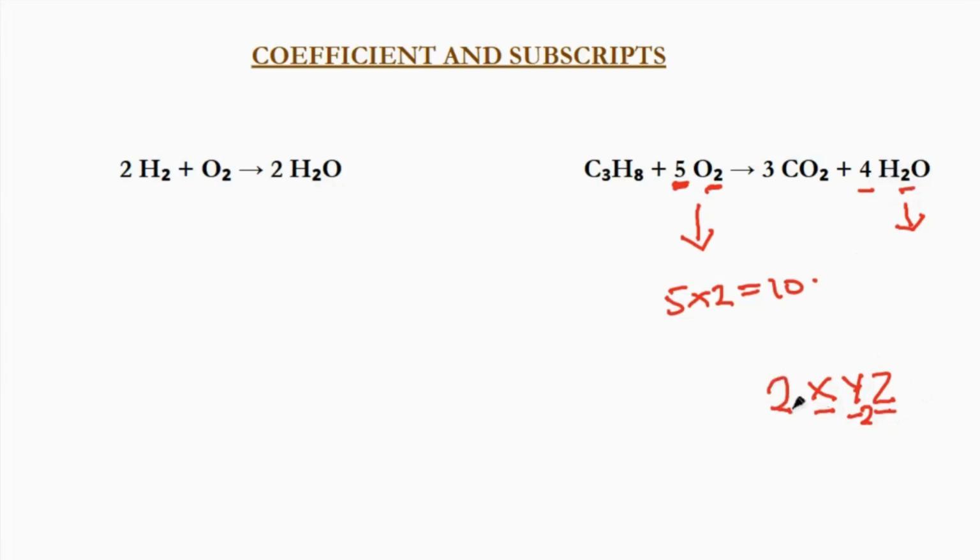So the coefficient is shared by every element of the compound, but the subscript is meant for the element it is attached to. In this particular case of carbon oxide, the oxygen is 6 because it has a subscript and a coefficient, but the carbon is only 3 because it has only the coefficient attached to it. I hope you understand.